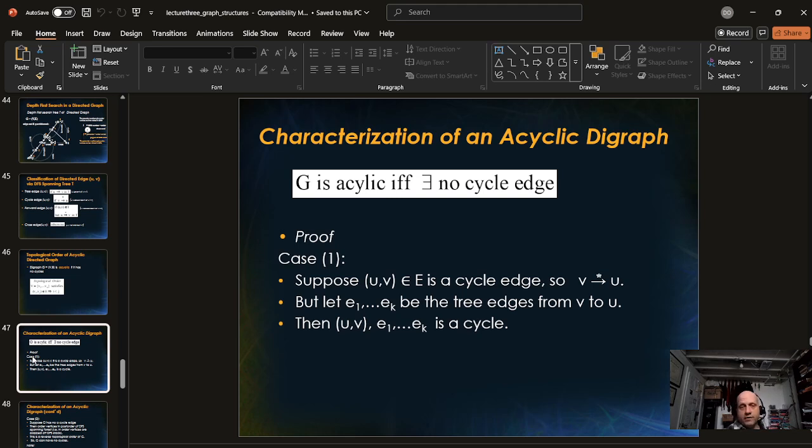Characterization of acyclic graphs. G is acyclic if there exists no cycle edge. Proof here. Suppose (u, v) within the edges is a cycle edge, so v would be assigned to u, but we let e1 through ek be the tree edges from v to u. Then u to v, e1 through ek, would be viewed as a cycle.